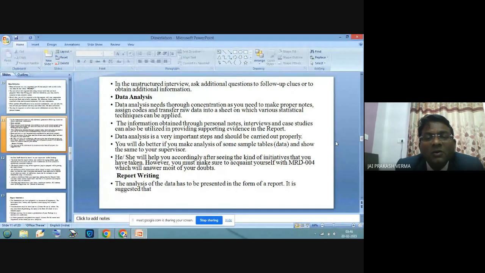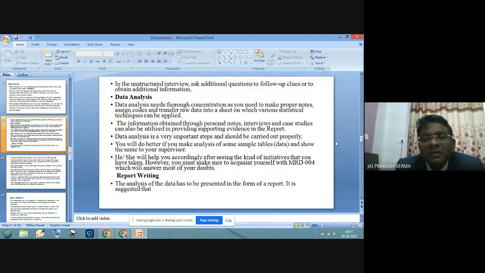Data analysis needs thorough concentration, as you need to make proper notes, assign codes, and transfer raw data into a sheet, because entry of raw data and tabulation are very important, on which various statistical techniques can be applied. If you collect the information in raw form, if you fill in the questionnaire or your data in the interview schedule, that data is not useful. First of all, you make data on sheets.